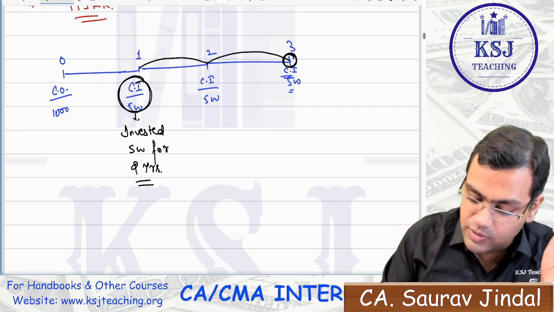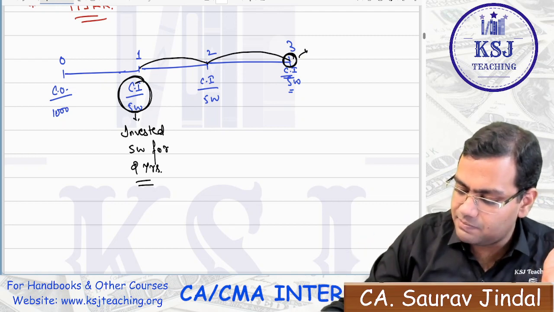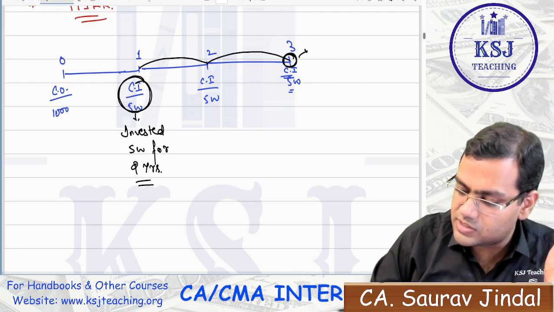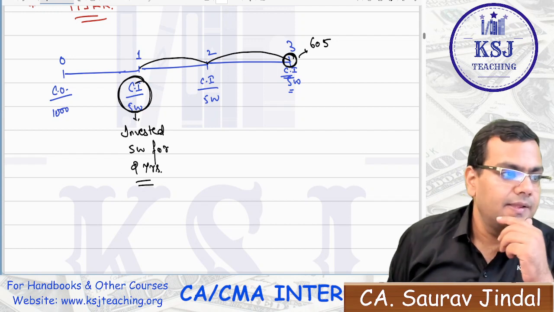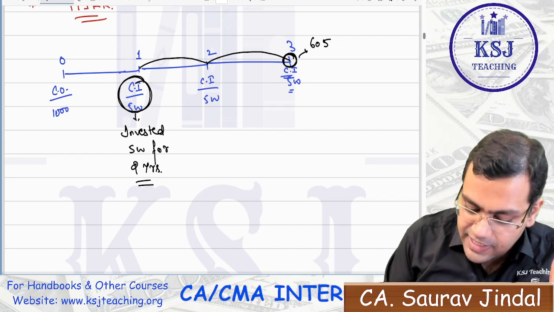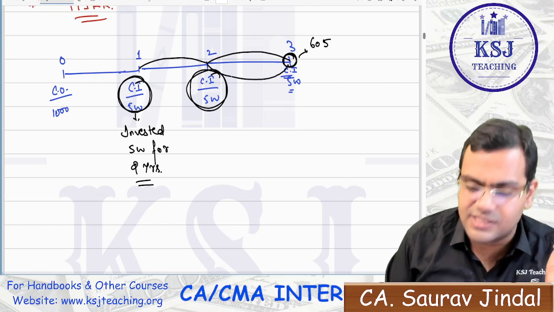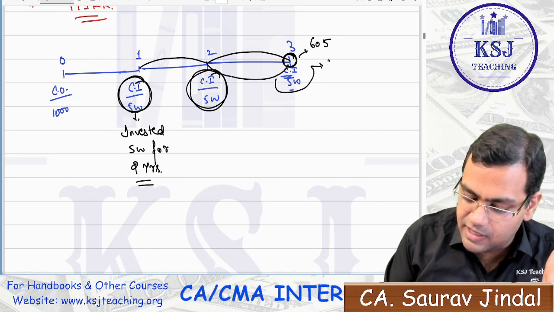You will get some value here, sir, right? Let's say it is 10%. You are investing at 10%, right? So what will be the value here, sir? This value will be 605, right? Now, similarly, the cash inflow that you have earned here, you will invest for the remaining life. What is the remaining life? That is 1 year, sir, right? So its value will be here 550.